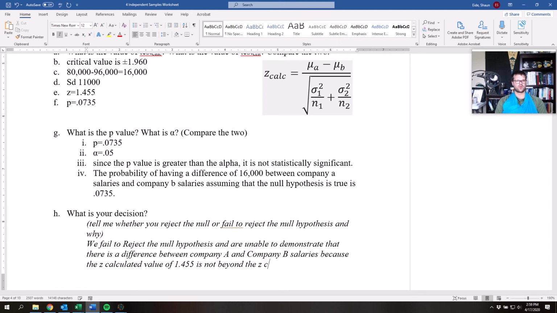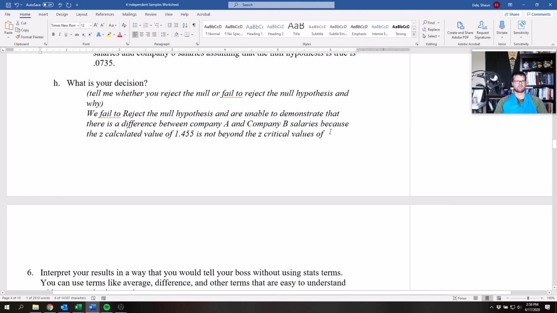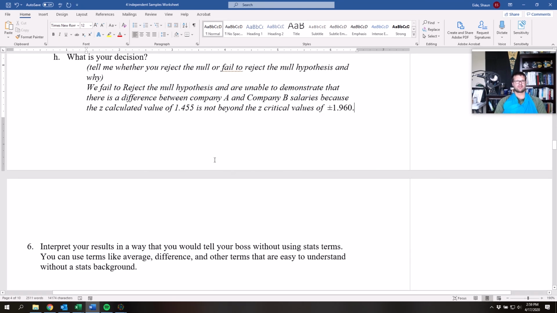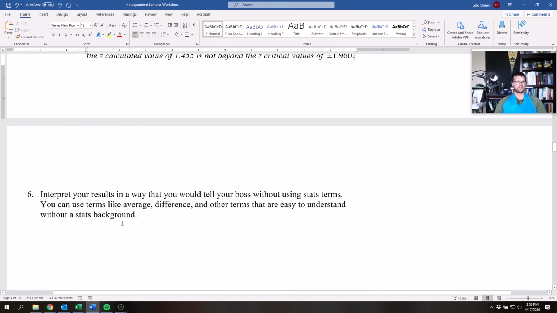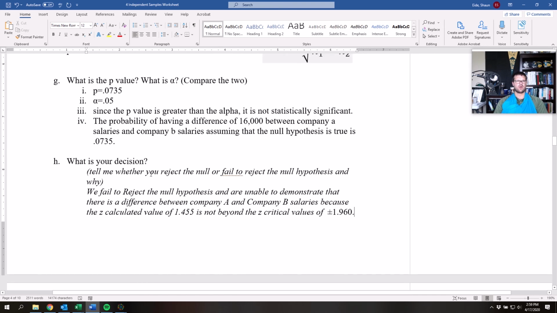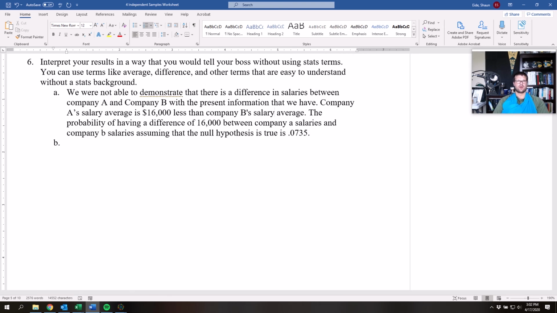Okay. Last but not least, it says interpret your results in a way that you would tell your boss without using stats terms. You can use terms like average, difference, and other terms that are easy to understand without a stats background. We kind of already did this. Okay, so the way that we would say this is we are not able to demonstrate that there is a difference in salaries between company A and company B with the present information that we have. Company A's salary on average is $16,000 less than company B's average salary.